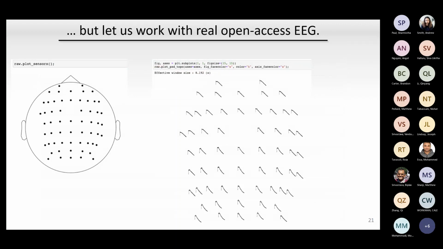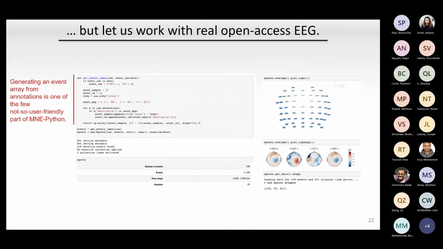And then you have different functions, for example, for plotting sensors. And so that's just the distribution of the sensors, given the montage. These are the different power spectrum densities at the different positions on the head. So that's very convenient. You can look at your data fairly easily.